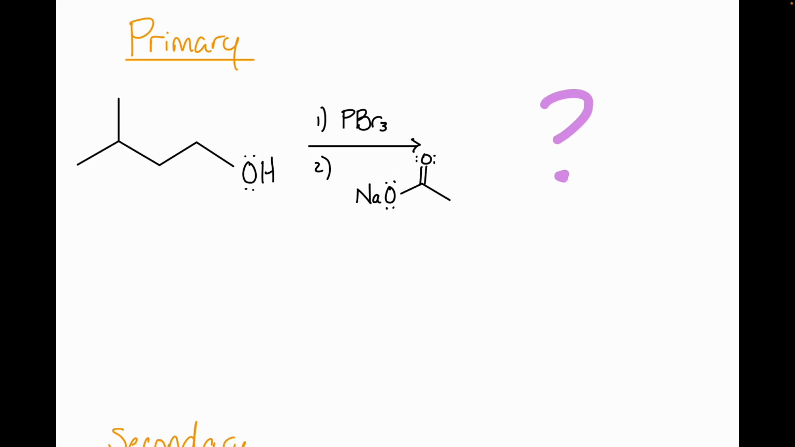All right, so remember, if we want to substitute out alcohols, that hydroxyl group is a terrible leaving group. So the first thing we got to do is replace it with something that's going to be a good leaving group. And one method that we learned was to replace it with a halogen. So phosphorus tribromide would replace that hydroxyl group with a bromine, a nice good leaving group.